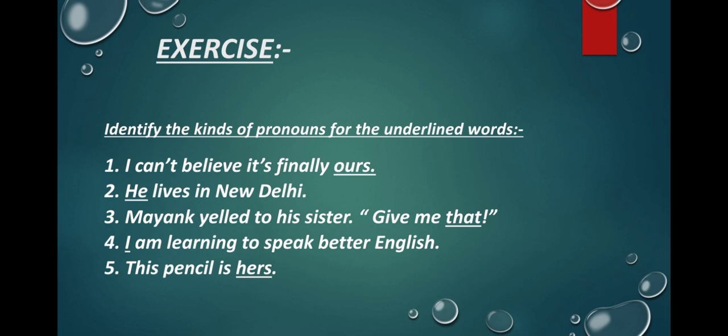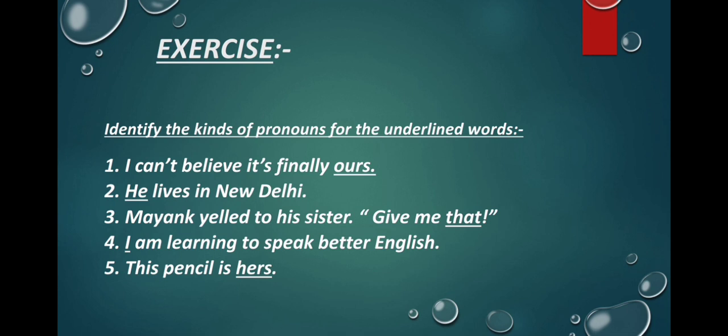Let's see the second one. He lives in New Delhi. So he is a personal pronoun. As we have already learned, he is the singular form of the third person. So he is a personal pronoun. Mayank yelled to his sister, "Give me that." So here that is pointing to a specific object. So that is a demonstrative pronoun.